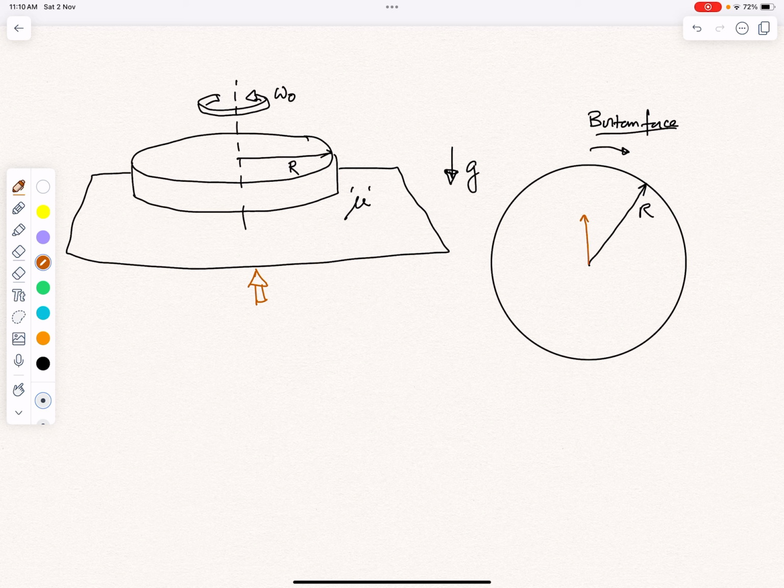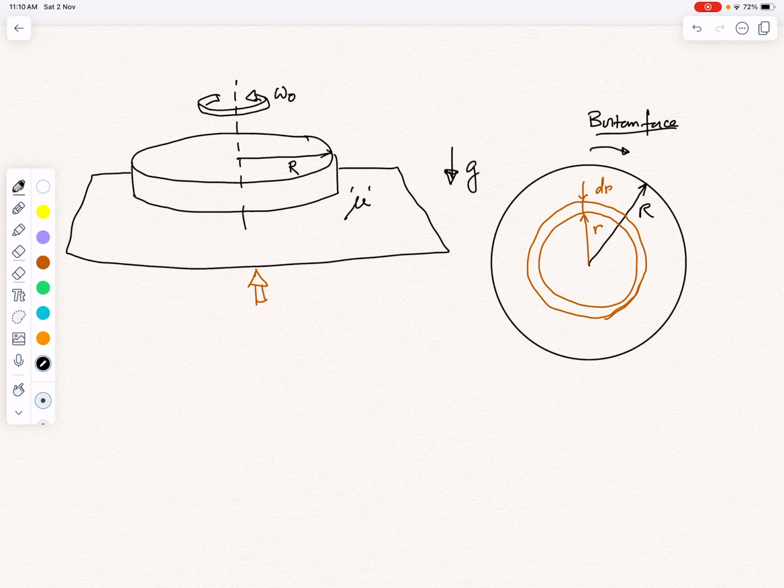So we will take here thin ring elements. So a ring element will have a radius r, and obviously thickness of the ring is dr. So now the total normal force is equal to mg, because m is the mass of the disk. So now, as the disk rotates, there is a frictional force, and hence there is a torque due to the frictional force.